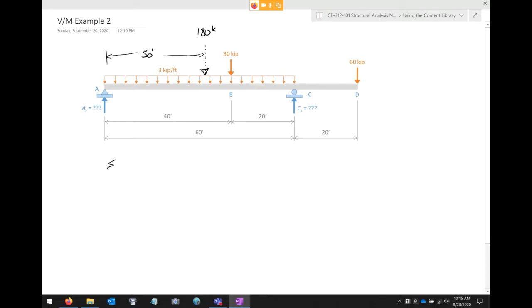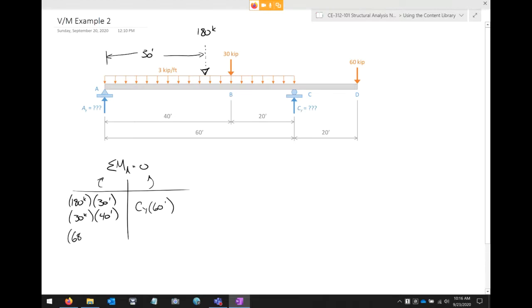Okay, so let's handle this like we would in a reactions problem. Let's sum moments at A. So what do we got? We're summing moments at A, so we don't consider the reaction at A. We have 180 kips at a moment arm of 30 feet. So we'll put that over here, 180 times 30. Okay, that's easy. We've got the 30 kips times a moment arm of 40 feet. We've got the CY times the moment arm of 60 feet, and that's going the other way.